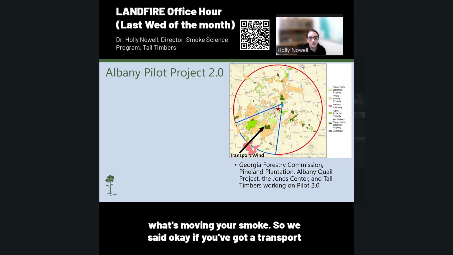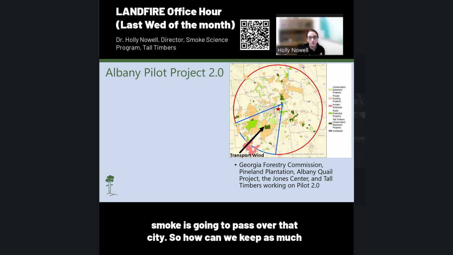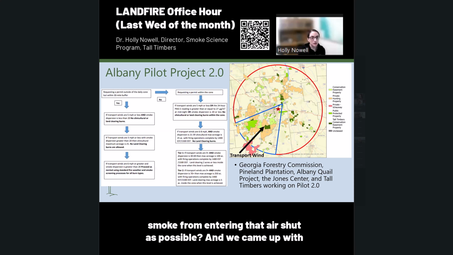So we said, okay, if you've got a transport wind, for example, coming out of the southwest, any of these areas that are burning to the southwest of Albany, which is the largest city in this region, that smoke is going to pass over that city. So how can we keep as much smoke from entering that airshed as possible? And we came up with this flow chart right here.